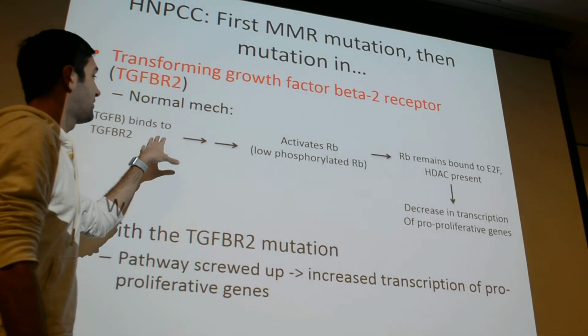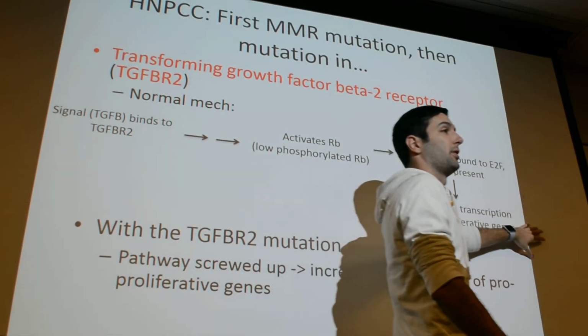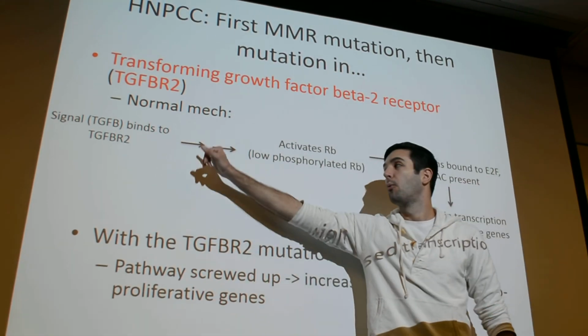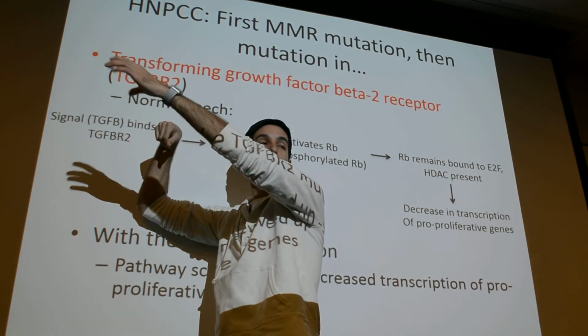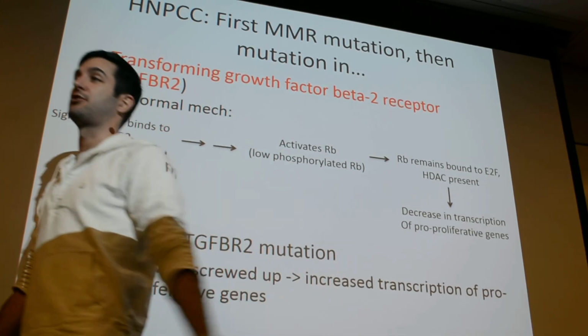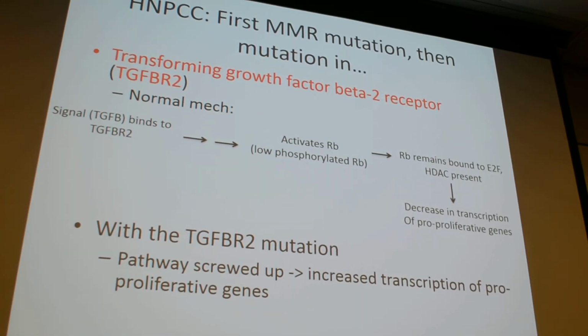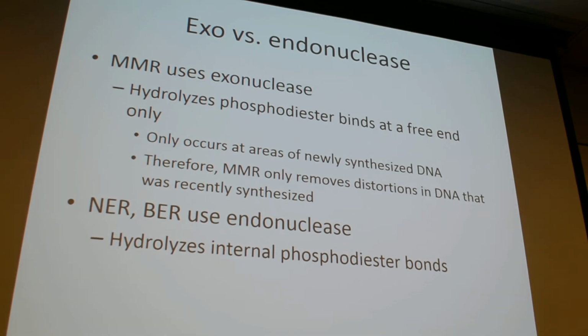So the net result of this is what happens when you normally have it. It binds to this and you get a decrease in the proliferation. However, now we don't have the receptor binding, so even though the signal is here, it can't bind. So our receptor is screwed up. So therefore, we get this increased transcription of proliferation, and we get the increase in the cell cycle progression. We're talking about this exo versus endo.